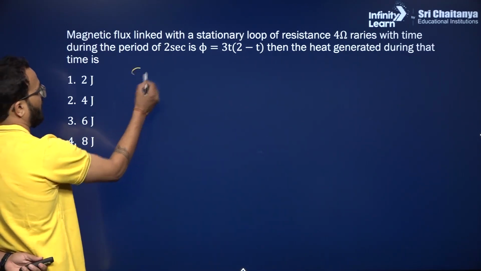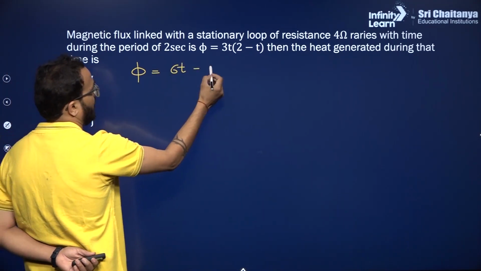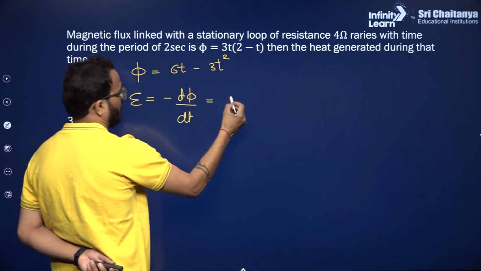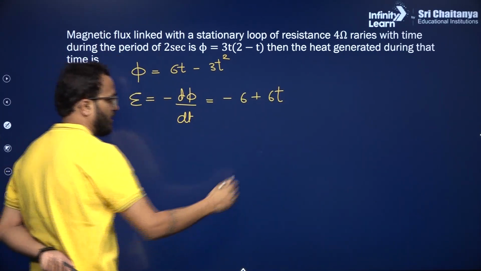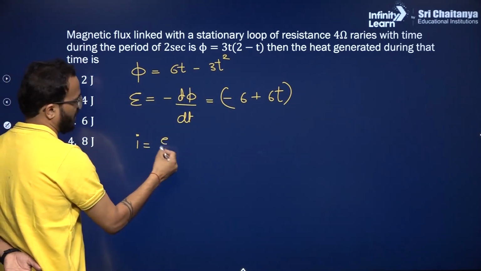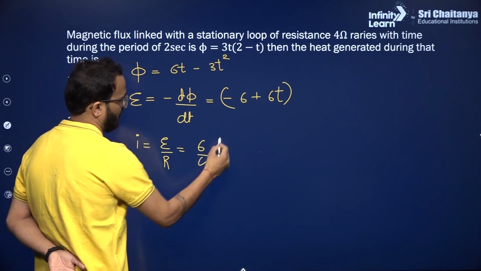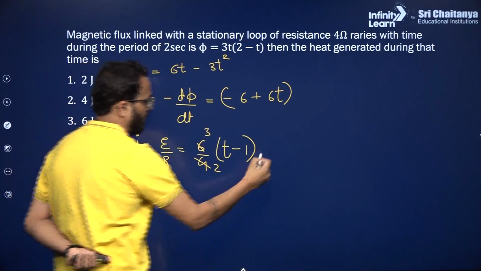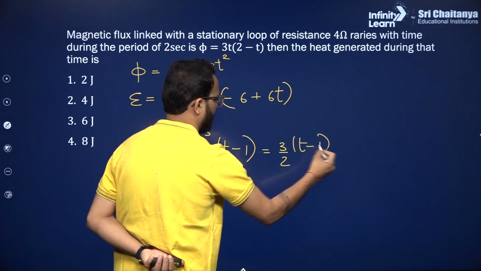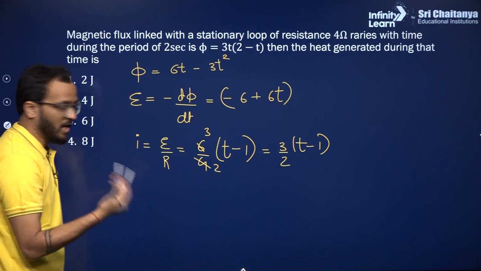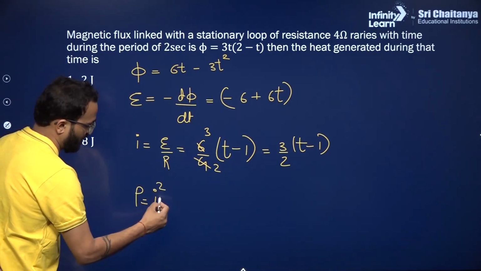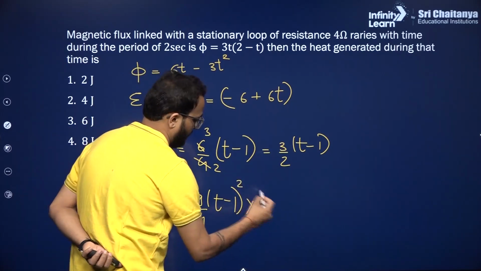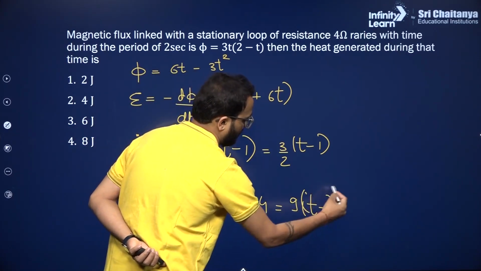Magnetic flux. See, what is flux? Flux is 6t minus 3t square. What is EMF induced? Minus d phi by dt, which will be minus 6 plus 6t, right? Cool. So what is the current? It is EMF upon R, that is 6 by 4 into t minus 1. Cool. 2s are 3s are. So it is 3 by 2 into t minus 1. Now what is the power? It is I square R, that is 9 by 4 into t minus 1 into 4. So it will be 9 into t minus 1 whole square.